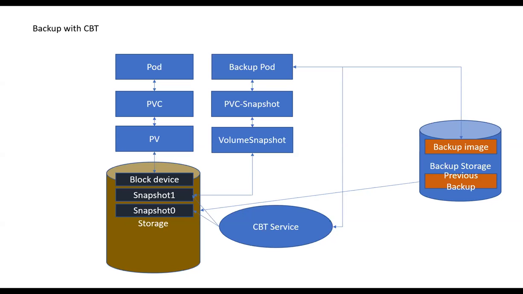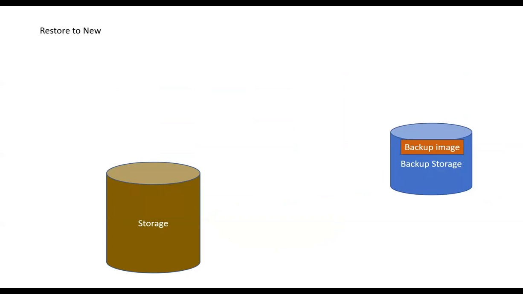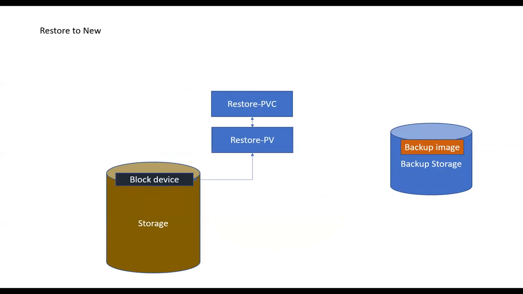So let's talk about two restore scenarios. The first restore scenario is to restore the entire disk from scratch, completely to a new disk. The typical workflow would be: we have a backup image in the backup storage, and we create a new persistent volume and the PVC associated with it. On the back end, the storage will create a block device associated with them.